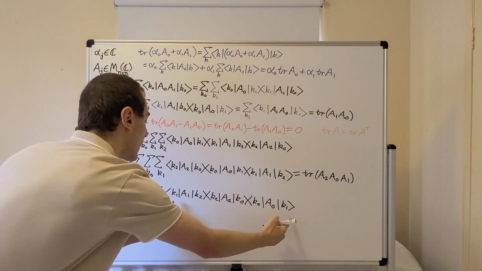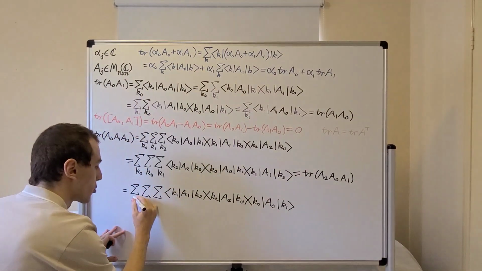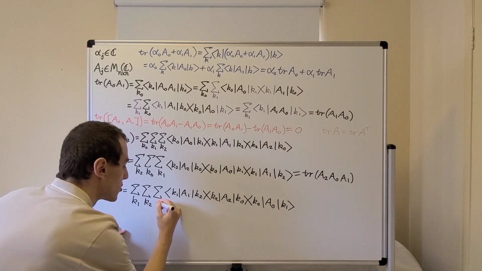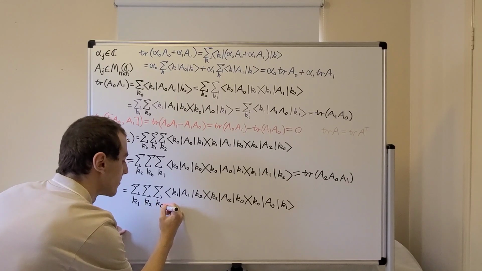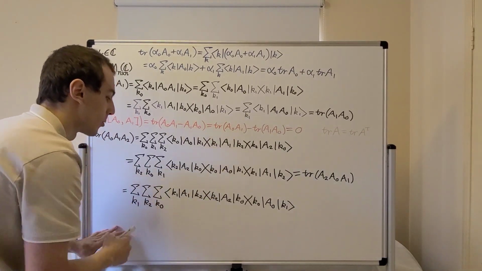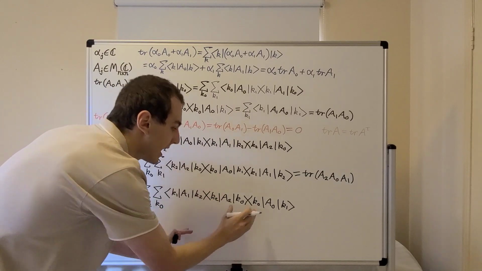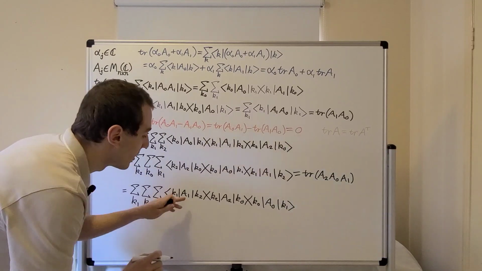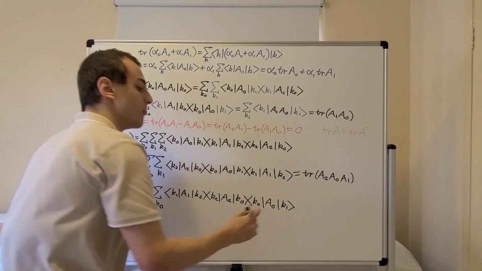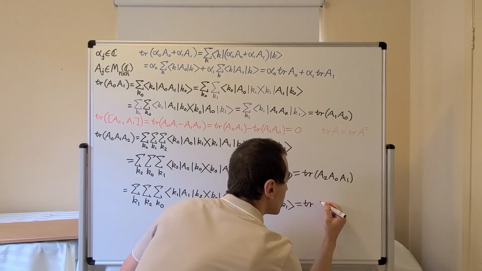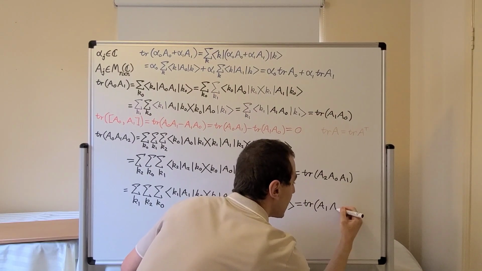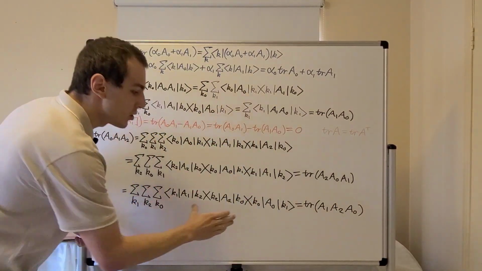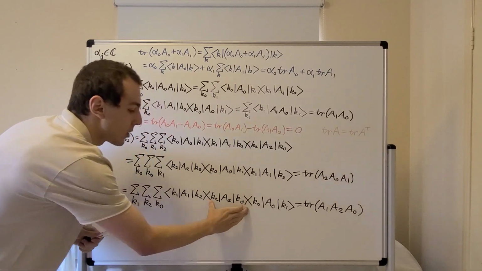So now K1 is being used to construct the trace, and K2 and K0 are being used to construct the identity operators. So here we have 1, 2, and 0. And if we ignore this identity and this identity, we're just going to get the trace over this index K1 of A1, A2, A0. So I'll write that over here. We're going to get the trace of A1, A2, A0.